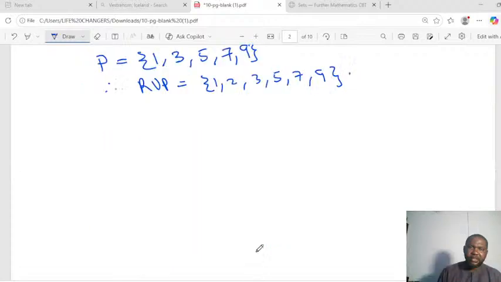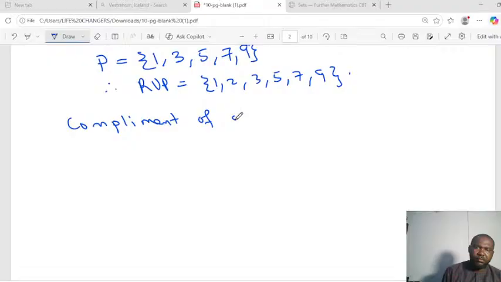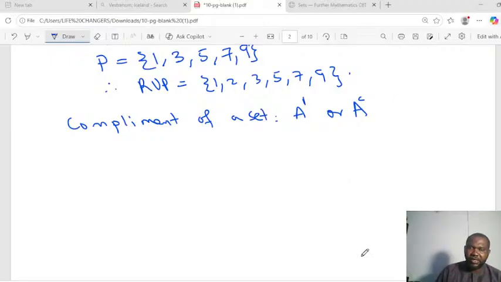Now the next is complement of a set. We write it as either A prime or A superscript C. This is how we write complement, usually like this or like this. Anywhere you see complement, it has to be written like this, A prime or A superscript C. That is very, very important.